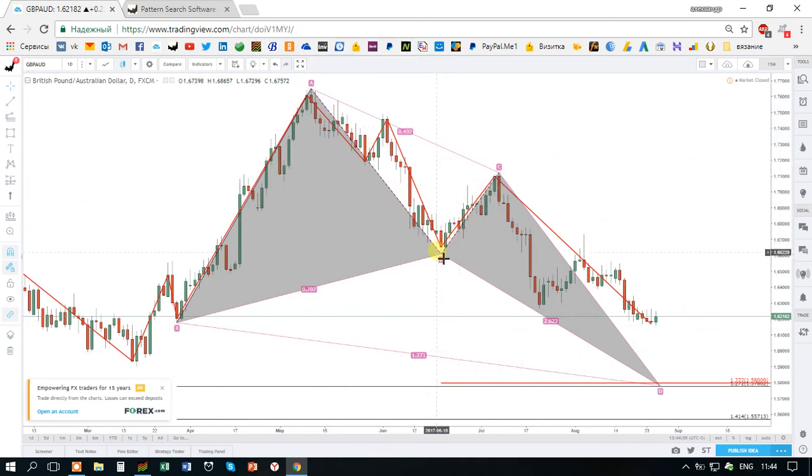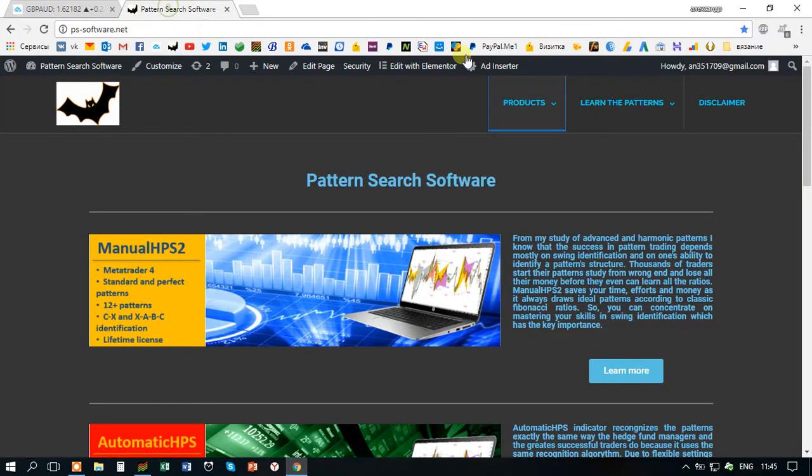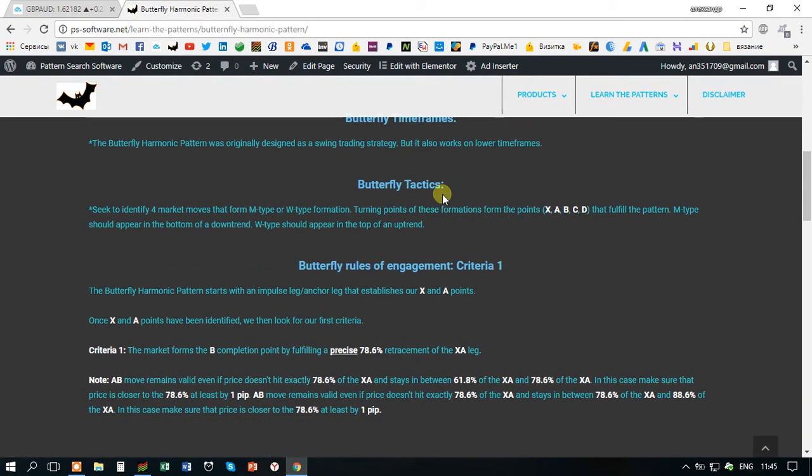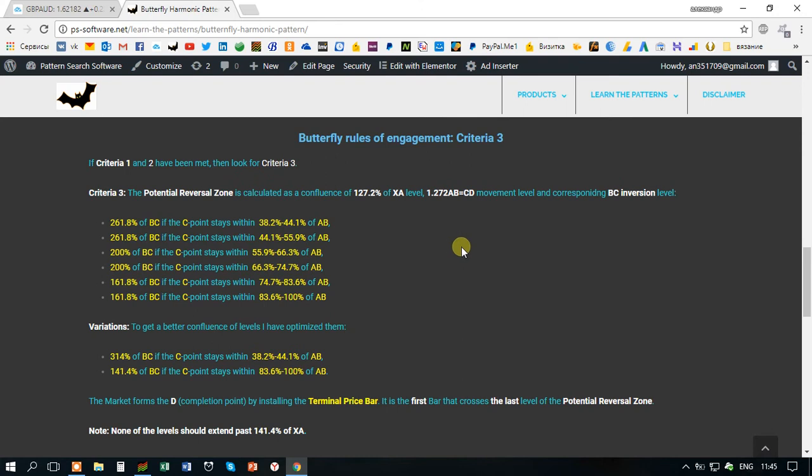And the last thing we need to do, we need to find the BC inversion. So how can we know what is the BC inversion? It depends on the C point ratio. Currently we have the C point ratio of 49. If we go to butterfly harmonic patterns, go to criteria number 3, the ratio of 49 is between 44 and 55. This is the 49 ratio. So we should have the inversion of 261A.